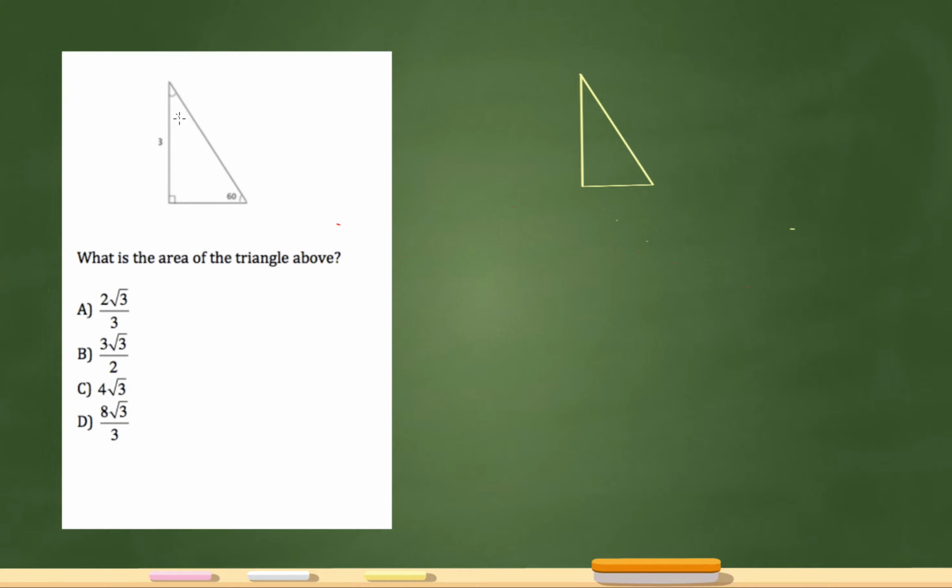30. And the reason I know this has to be 30 is because everything has to add up to 180. So 30 plus 60 is 90, 90 plus 90 is 180. And keep in mind, they love testing you on 30-60-90s on this test.